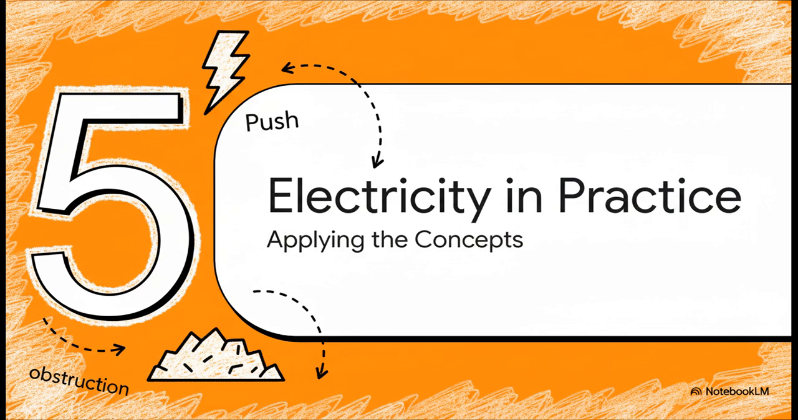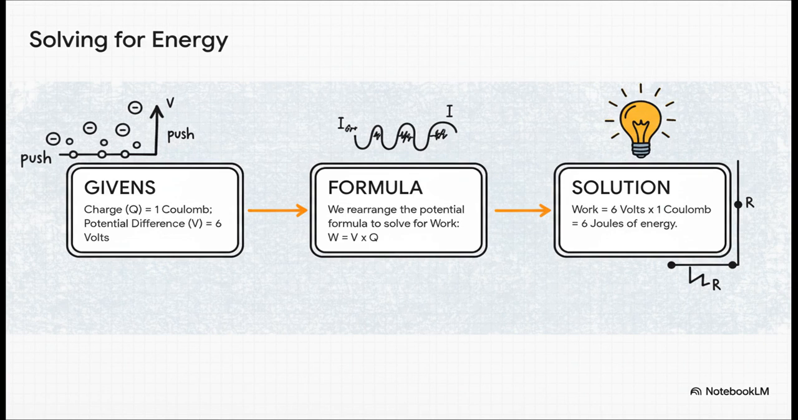Okay, let's bring all this home. We're going to see how these concepts aren't just theory in a textbook, but are actually the tools we use to analyze and solve real problems. So let's use that formula we learned. Remember V equals W over Q? We can just rearrange that a little bit to find the work. So work equals V times Q. We've got a potential difference of 6 volts and a charge of 1 coulomb. We just multiply them together. 6 times 1 is 6. So the answer is 6 joules of energy.